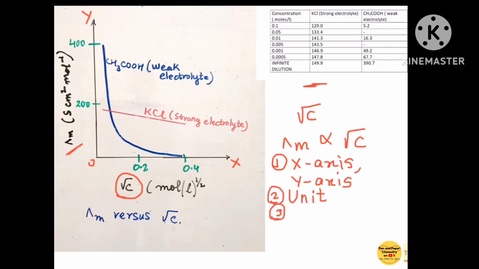Third, you have to be careful that you are taking equal distances on the x axis or y axis depending upon the scale. So 0.2 is the difference here, 0.2 is the difference here, 200, 200.